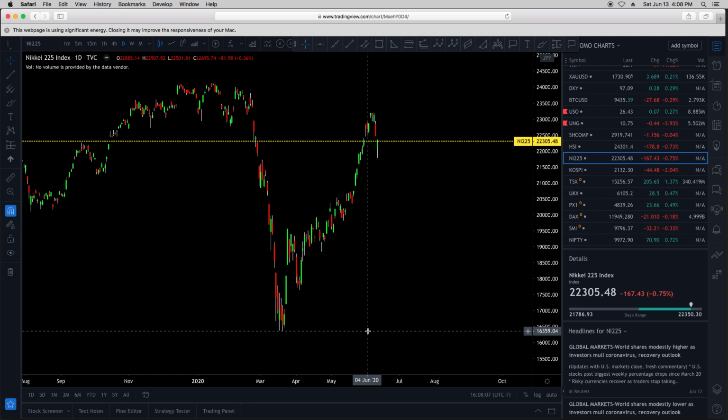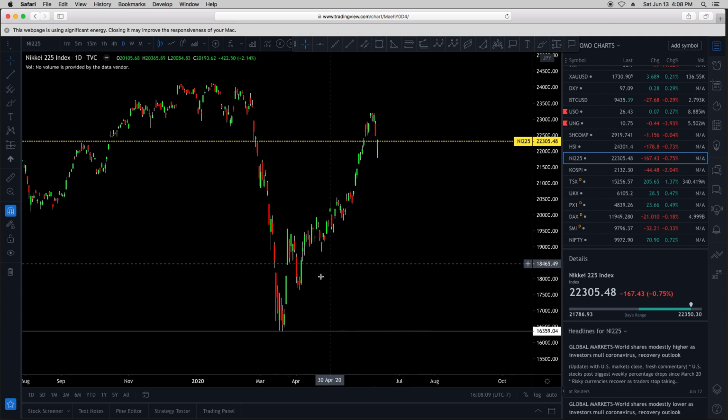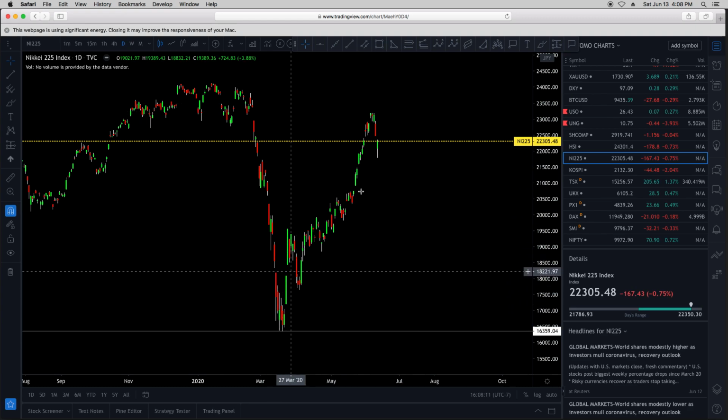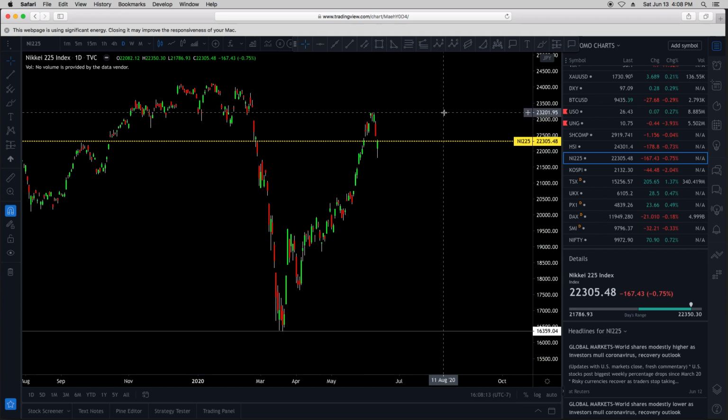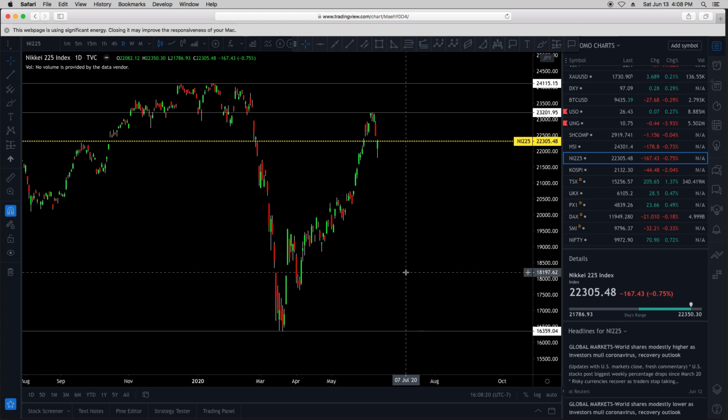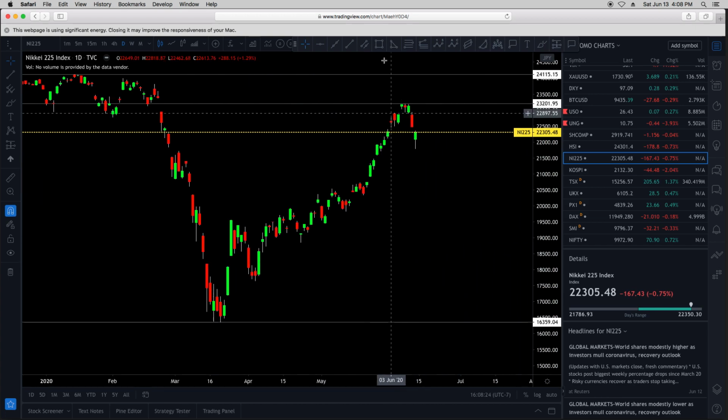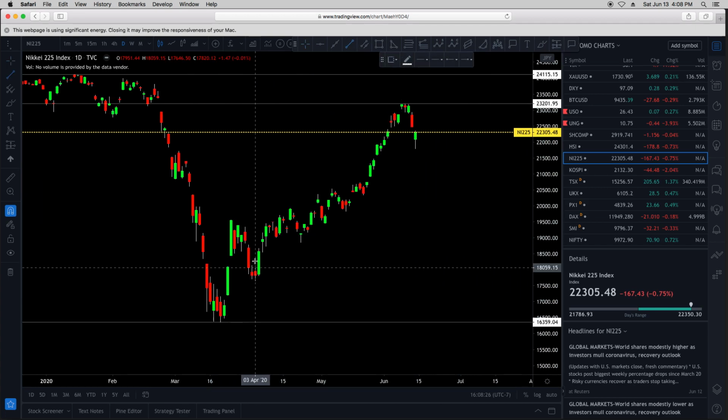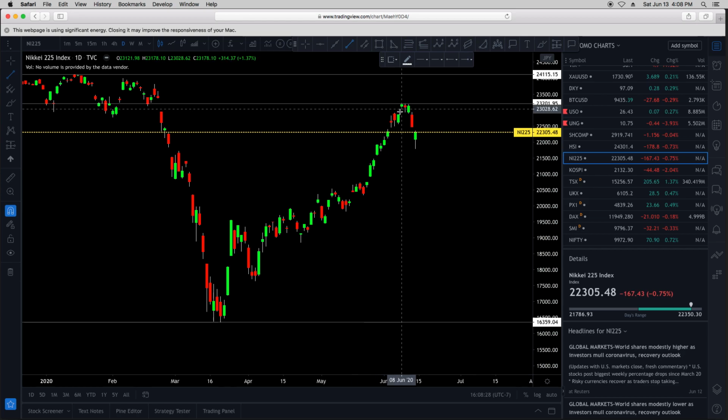Ultimate support, I'm going to round the numbers: 16,359. Where's the resistance for this year as a lower high? 23,200. The 2020 high, 24,100 basically. So right here, Japan was uptrending.